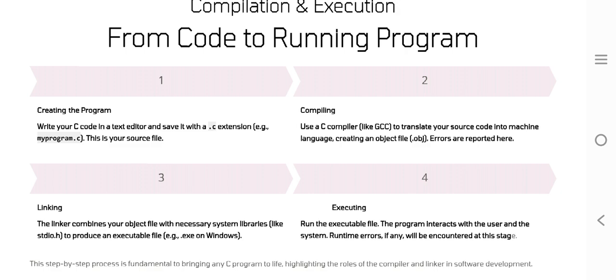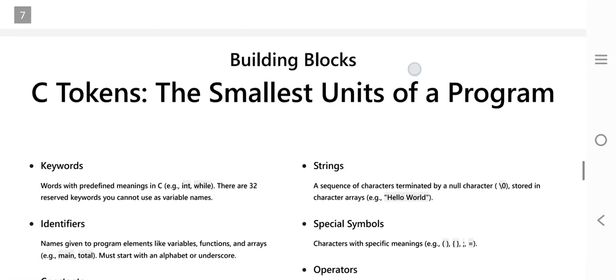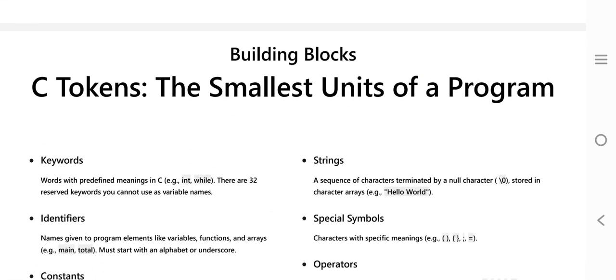Now let us move to the building blocks of a C program called tokens. So this slide introduces the small units of a C program known as tokens. The tokens include keywords, identifiers, constants, strings, special symbols, and operators, just like words in a sentence in natural language. So tokens form the structure of a C program. Next, we will discuss the data types and variables.